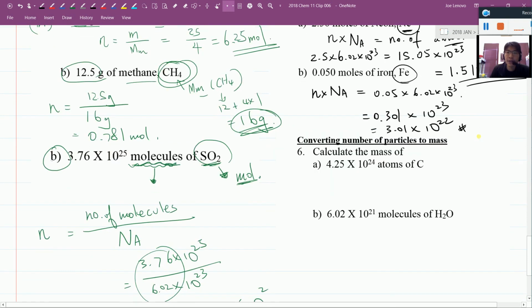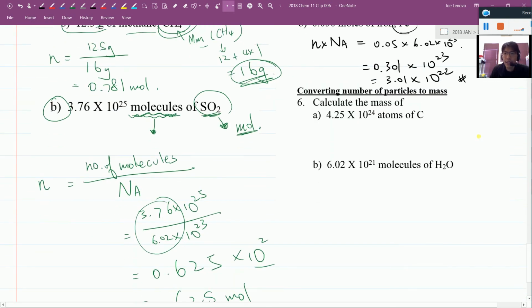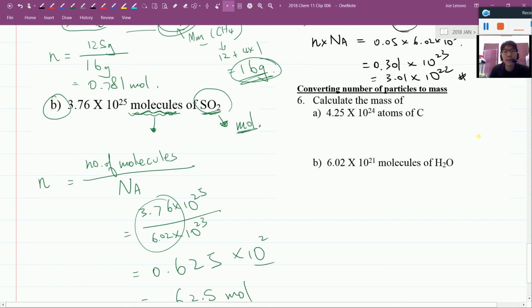So hopefully you know this by heart with all these scientific notations. I can't help you with it because you should do the math yourself. Now the last one would be the worst situation. I ask you for the mass, but I only give you the number of atoms. Then you have to separate this into 2 steps. First, you find out the number of moles, then convert into mass.